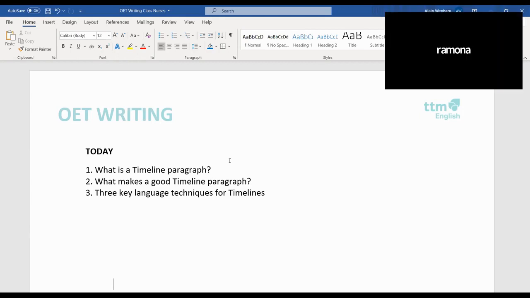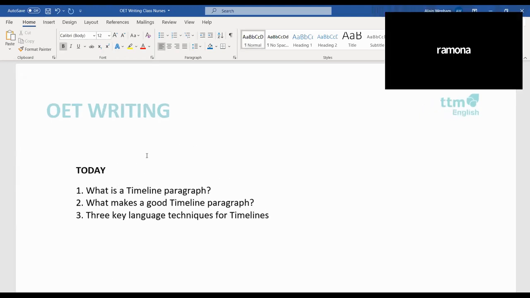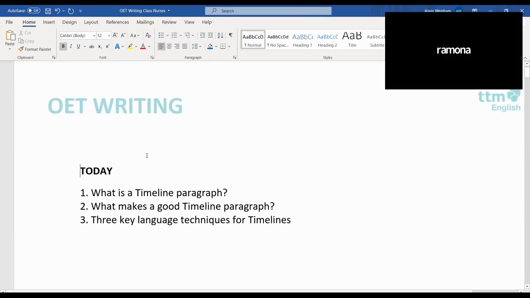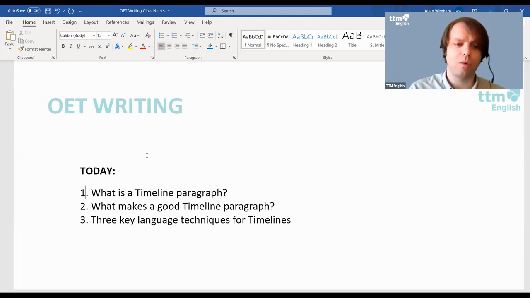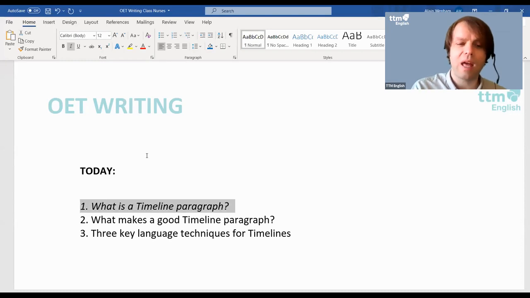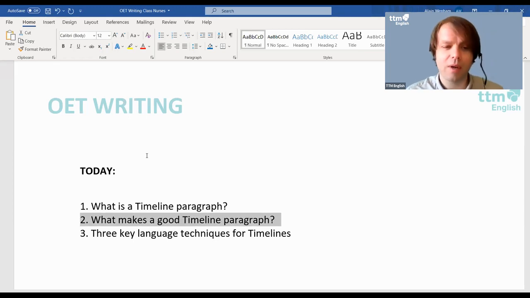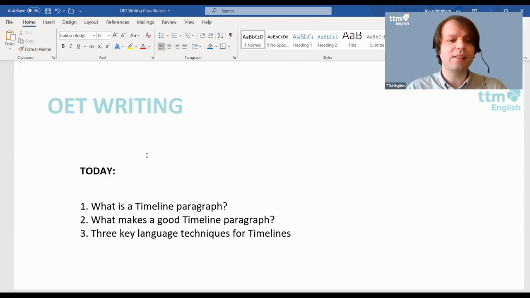So just walk us through, what are we trying to do today? What is a timeline paragraph? I'm going to answer that question. The second question is, what makes a good timeline paragraph? And the third one is tricky language techniques for timelines. So when I put a question here, what I'm saying is, I'm going to teach you this. Of course, many of you know that, but we'll just review that. I think many of you also know this, but again, we're reviewing. The third point will be most of the class. All right, so let's get started.